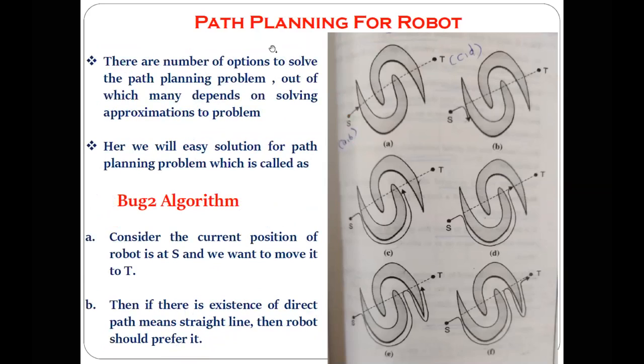we have particular algorithms. There are various algorithms for path planning in the case of a robot, but we are going to discuss just one out of them here, which will give us the solution for path planning for the robot. You can see that algorithm is referred to here as the Bug 2 algorithm. Now let's start on how we can reach from this point S to T.